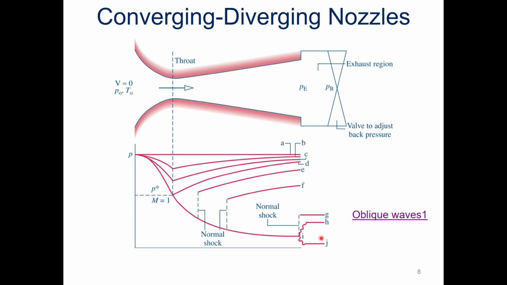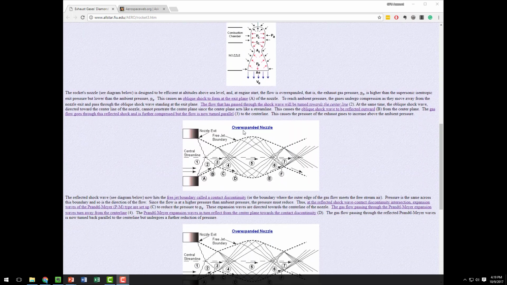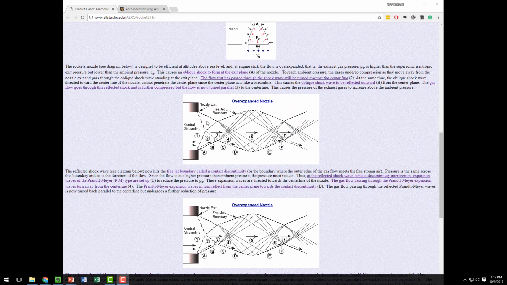Right, so let me give you some examples of these. So here are some examples. We have the SR-71 Blackbird with its overexpanded nozzle, and the Bell X-2 with its underexpanded nozzle. And the way these work is if you scroll down the page here, you can see the overexpanded nozzle. And what's neat is you can just hover over these things and it'll show you and give an explanation about what's going on here.